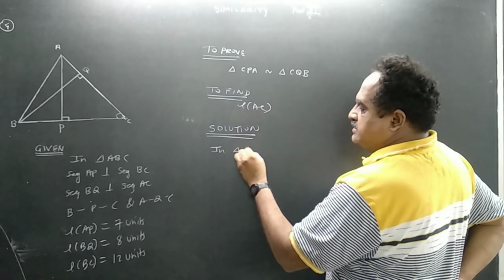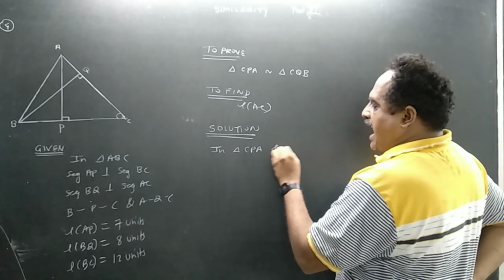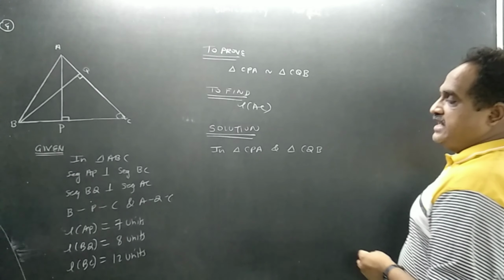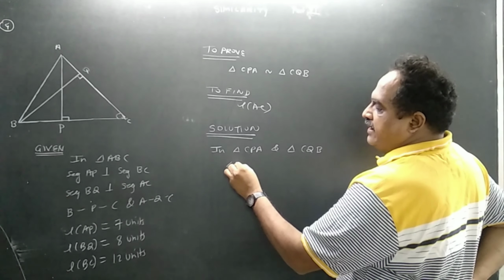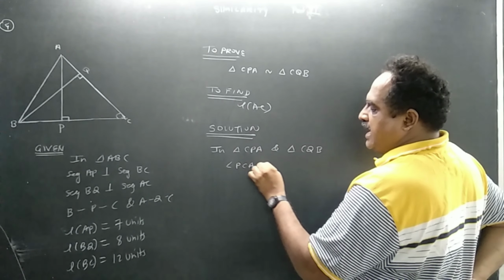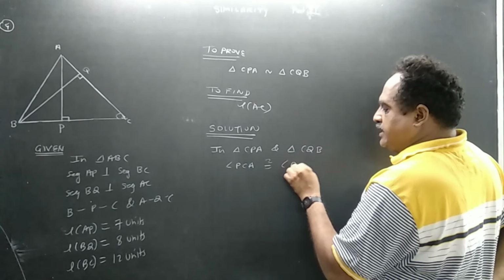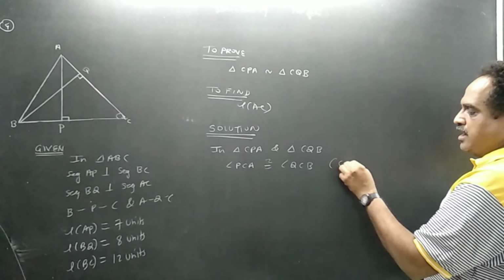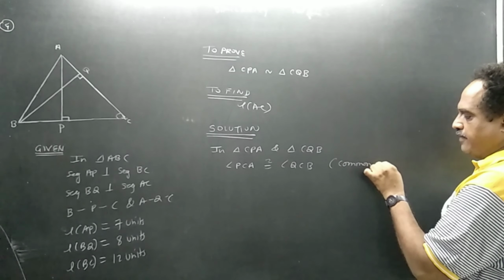In triangle CPA and triangle CQB, angle C is congruent. So what I'm going to write: angle PCA is congruent to angle QCB. Here we are going to give the reason: common angle.